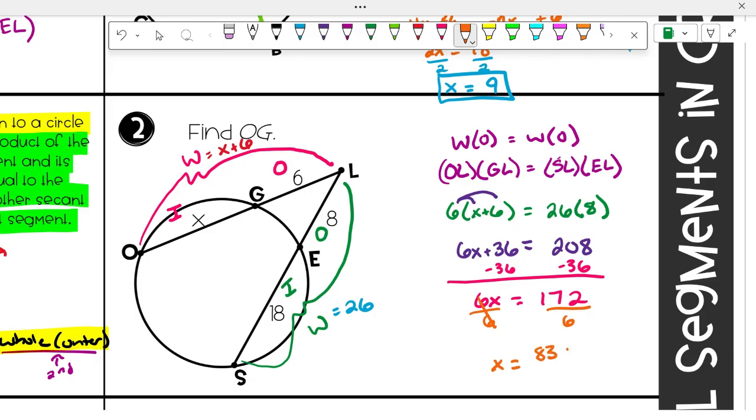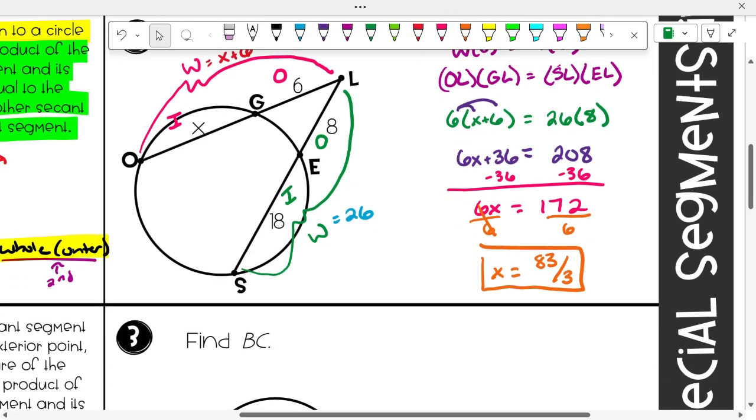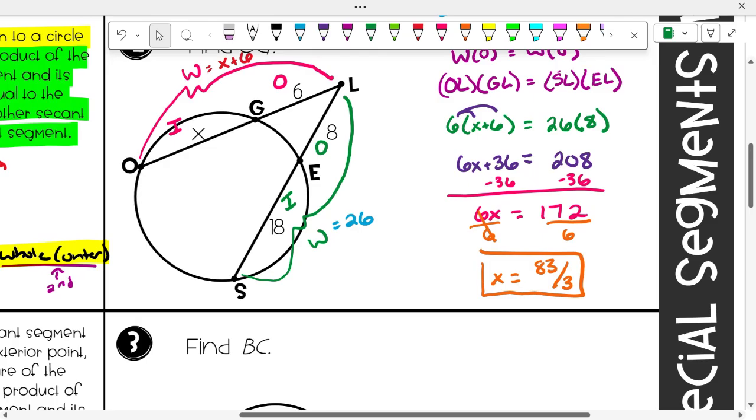So x is equal to 86 over 3, and that's what they wanted us to find. So we're done. That's all they wanted, so that's all we're going to put.